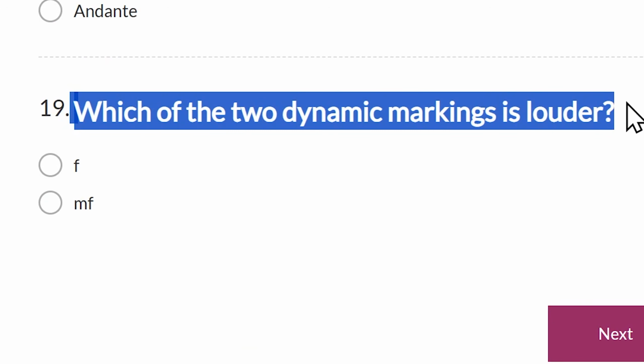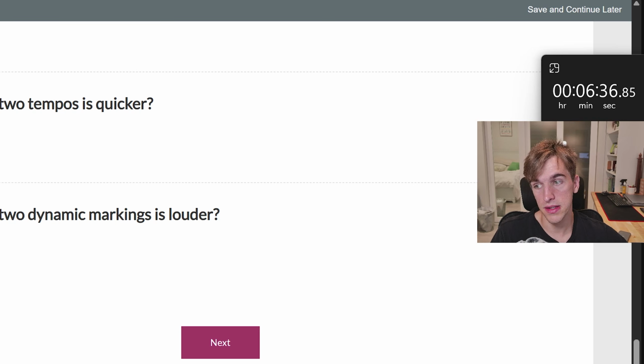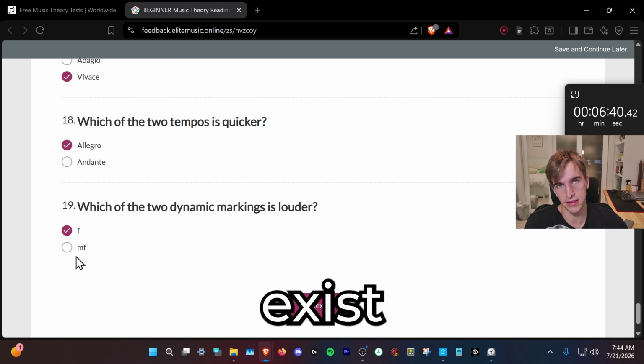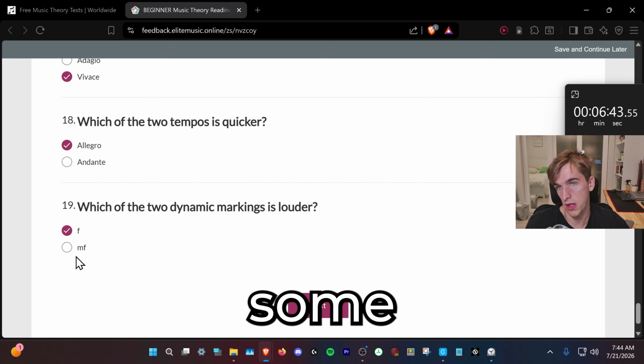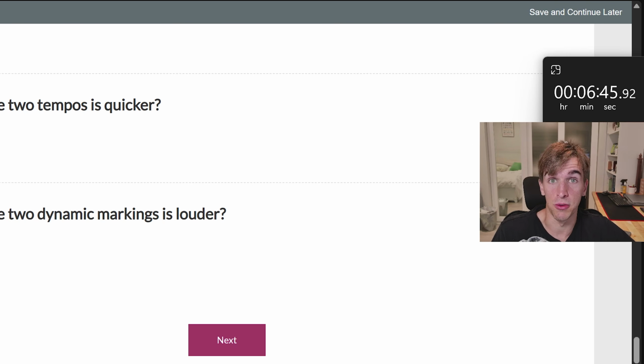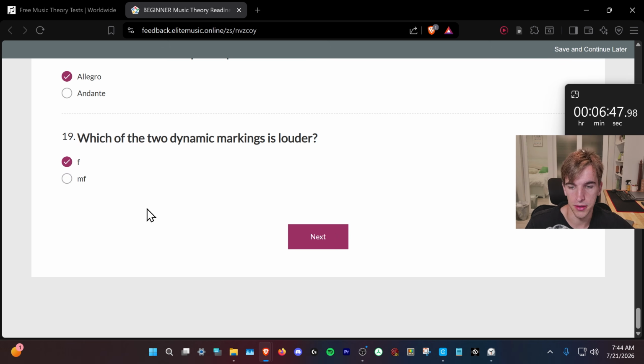Which of the two dynamic markings is louder? Forte, because M is not molto forte. So that doesn't exist. I just said that because I don't know. I thought some Italians might think that, but it's actually mezzo forte, which is like medium loud. Well, we finished this one super quick.